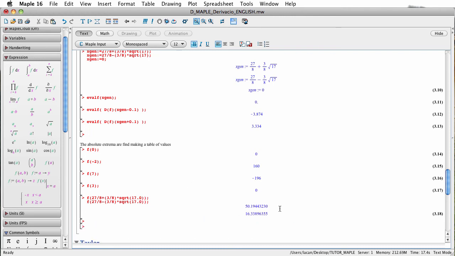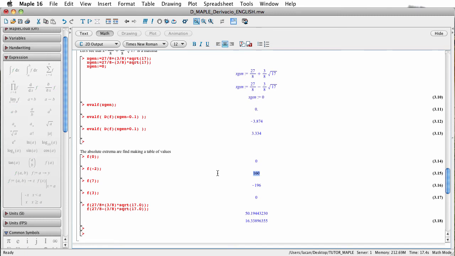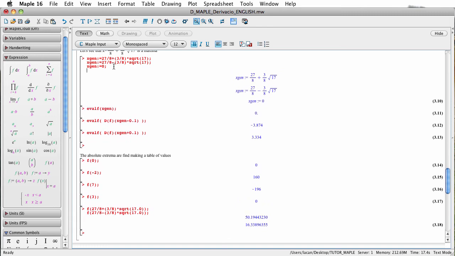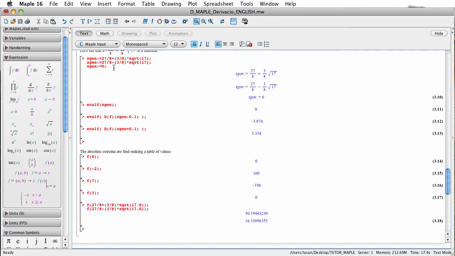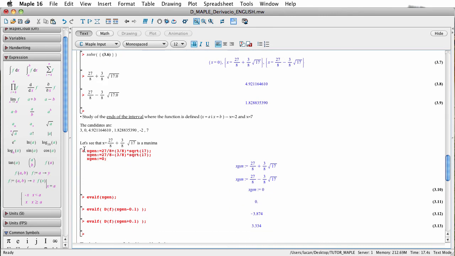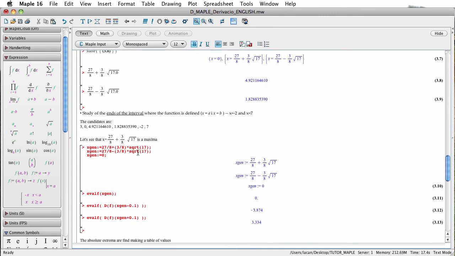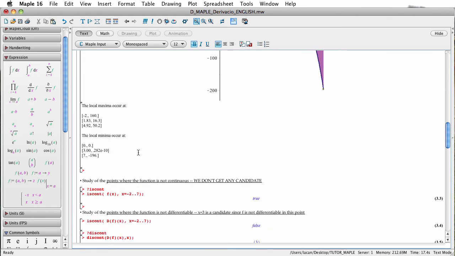So from all these values, which is the maximum value? -2, so this would be the absolute maxima, and the minimum is -196, which means that this is a minima. Okay. One thing that I didn't explain is how to put more than one line, which is by using Shift Enter. Instead of pressing Enter, you use Shift Enter, and then you can introduce more than one line in one command line. Okay. So now you know how to compute maxima and minima.